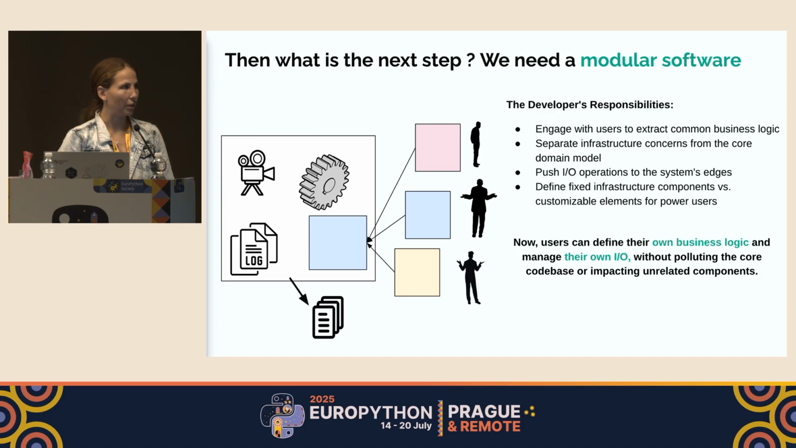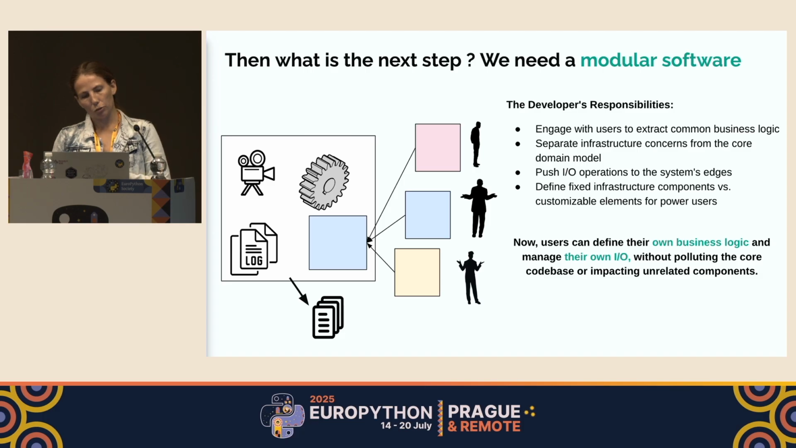Especially in the research domain, we need modular software because, like we saw in my little story, each experimenter wants the same software, but not exactly the same, because they have their own experiment, their own business logic. So the developer's responsibility is first to discuss with every user to see what is the common business logic and what are the particularities for each one. Then you need to think about what will be the infrastructure, logging, output, stuff like this, and separate it from the core, the business logic itself.